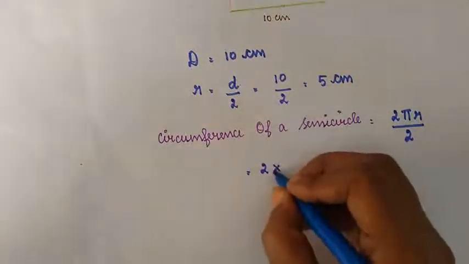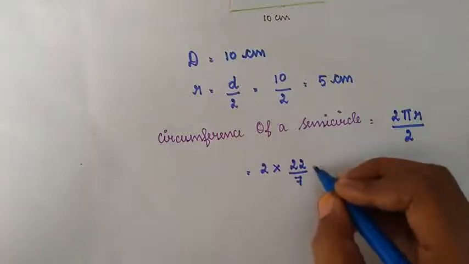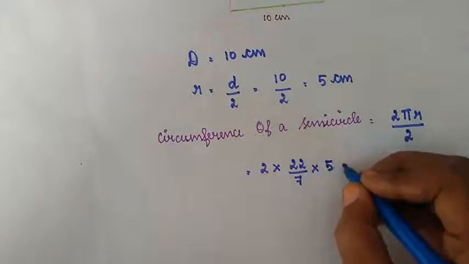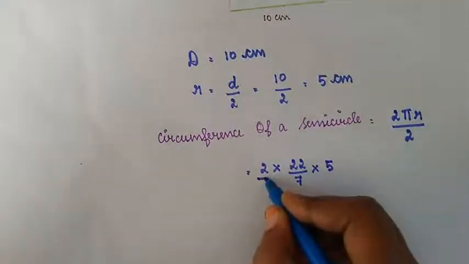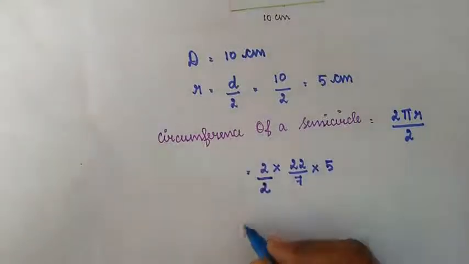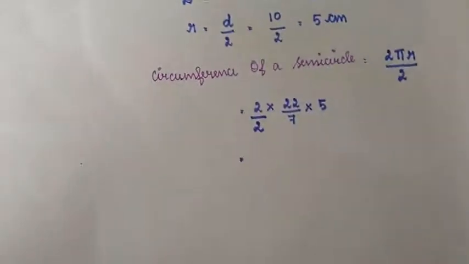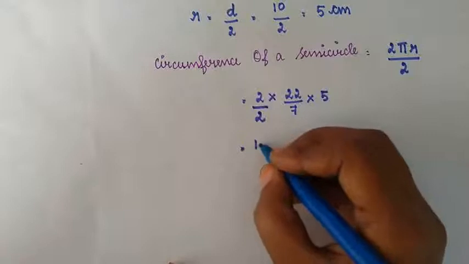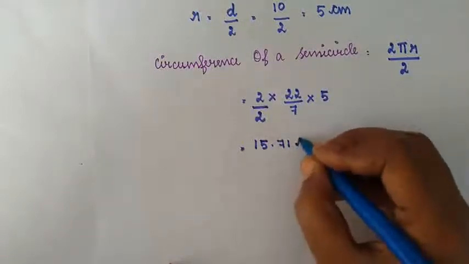Pi is 22 by 7. What is the value of r? 5 centimeter divided by 2. We can write here divided by 2, the 2 cancels. We have to reduce. We get 15.71 centimeter.